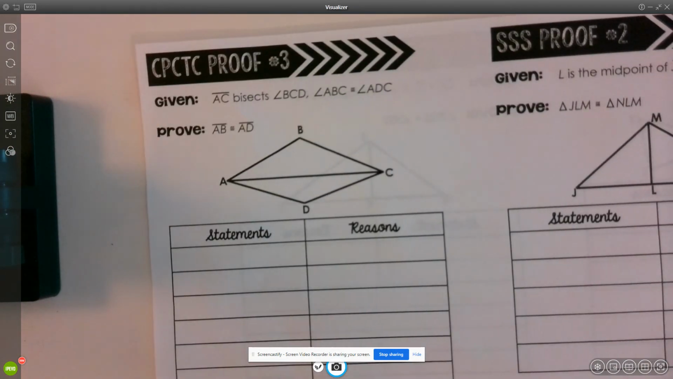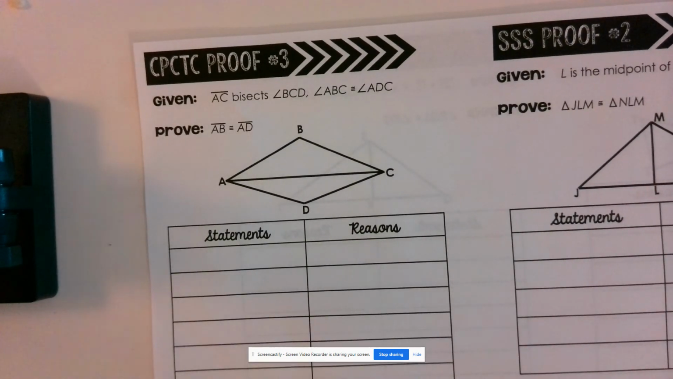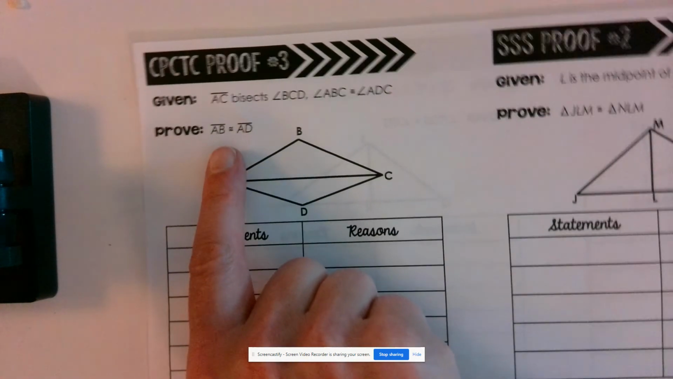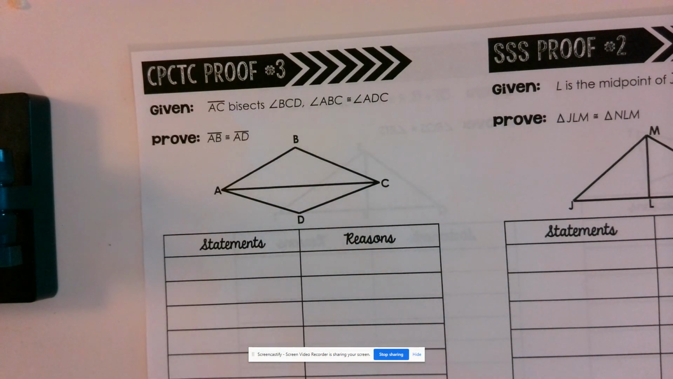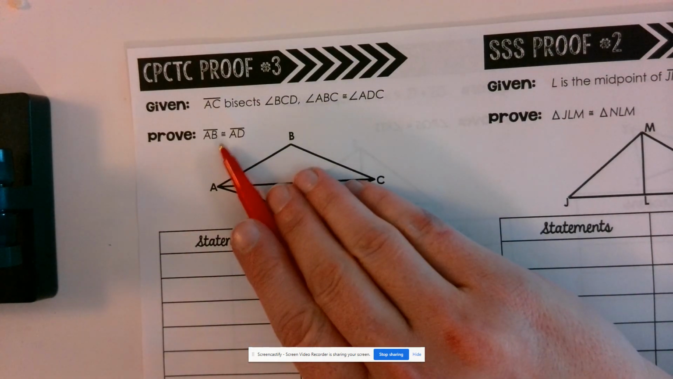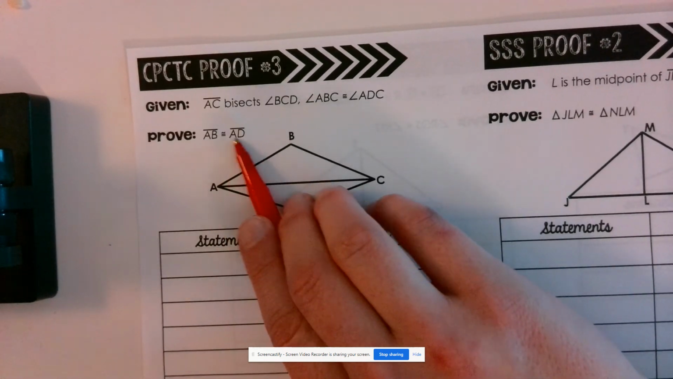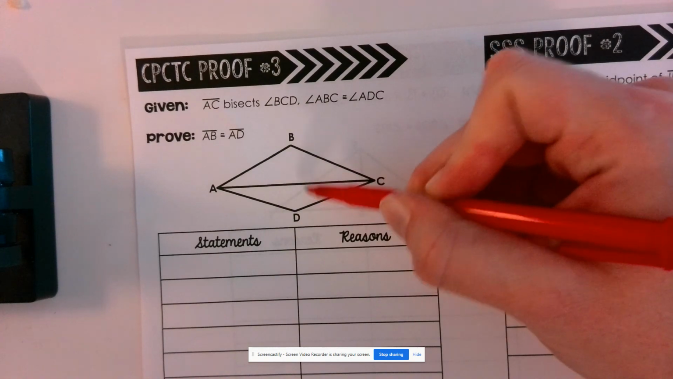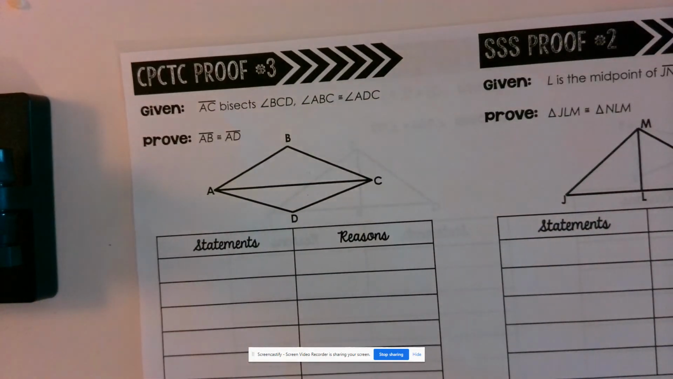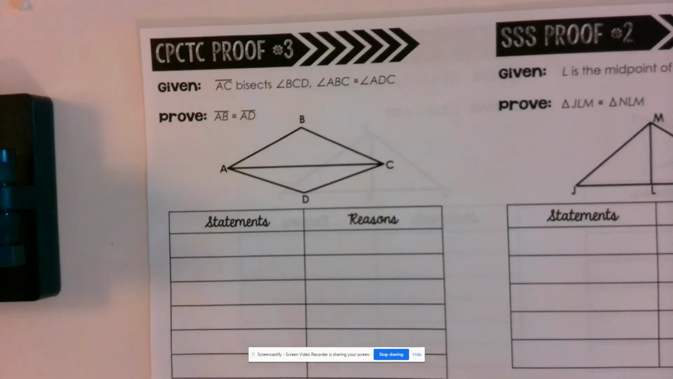We are given that line segment AC bisects angle BCD, and that angle ABC is congruent to angle ADC. Our job is to prove that line segment AB is congruent to line segment AD. So I notice right from the beginning that in order to prove parts are congruent, I first will need to prove that these two triangles are congruent. So we're going to go ahead and add in our given information.